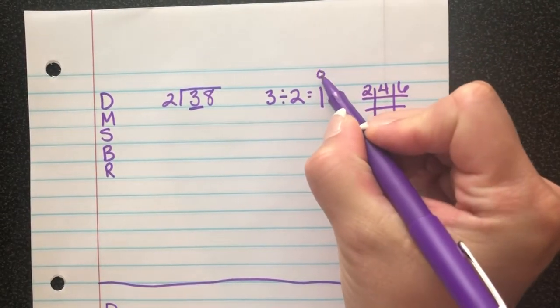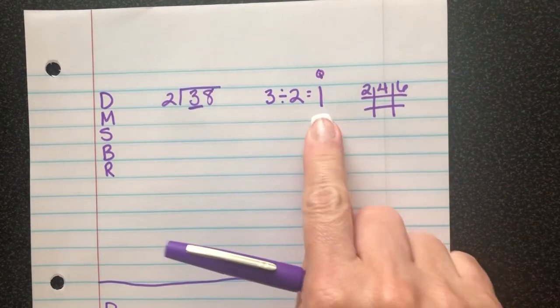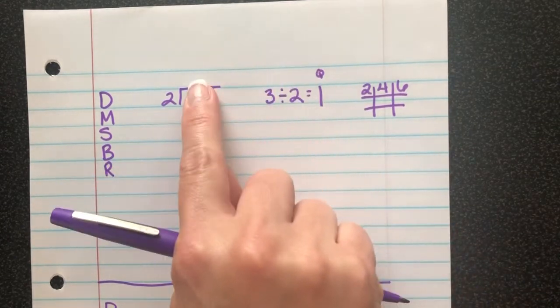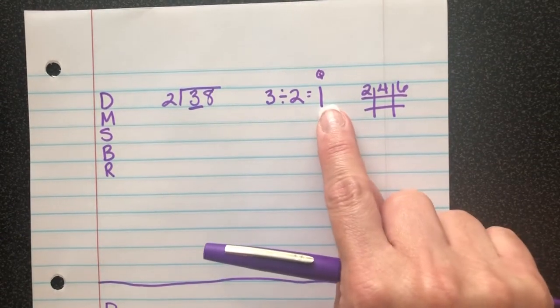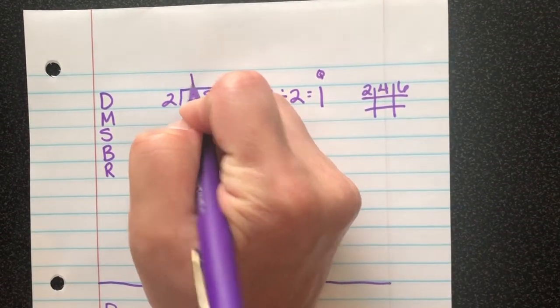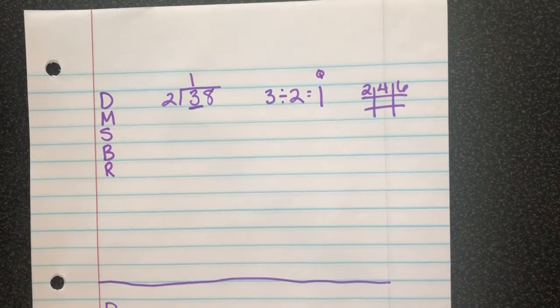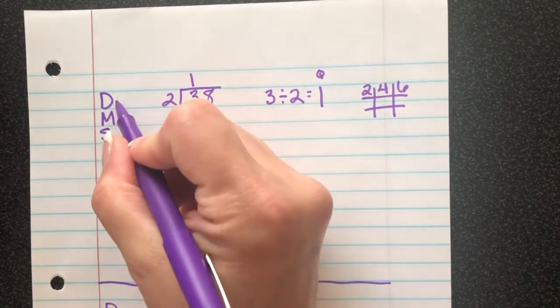Remember, these are our quotients. Our quotients always go on top of the house. So this 1 is going to go above the 3 that I underlined. So I just divided.